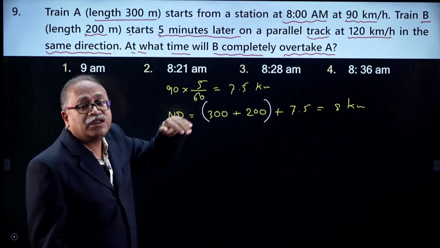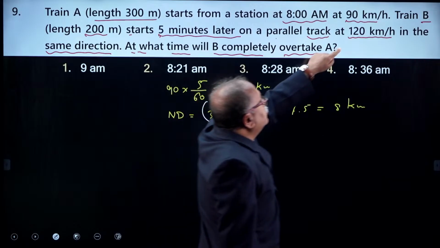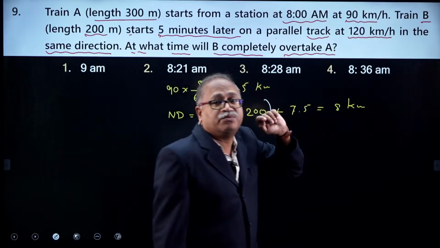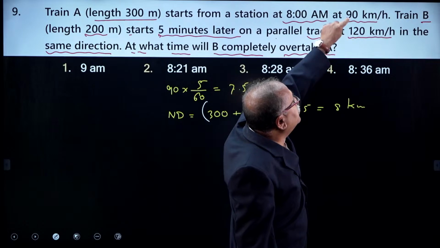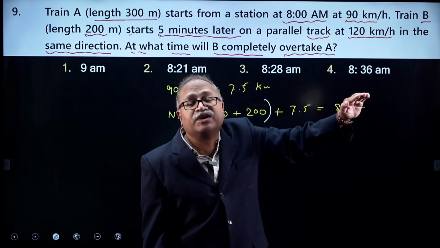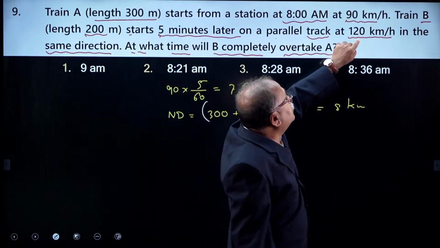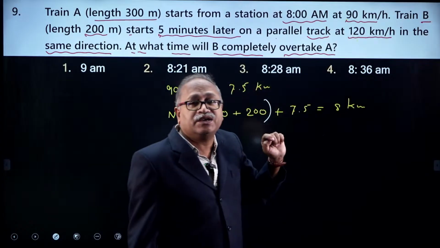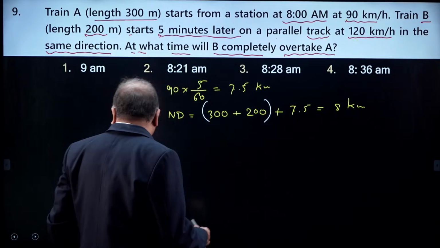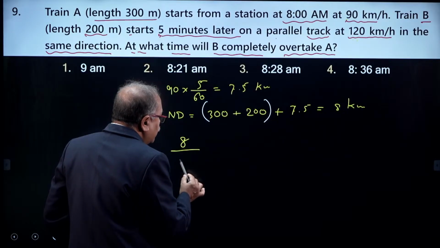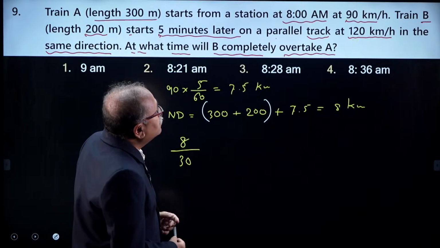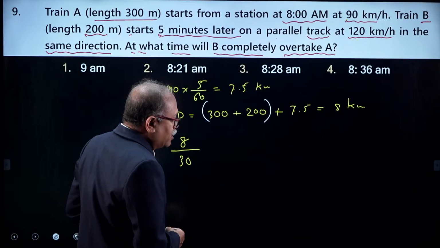So when they are moving in the same direction, this is 120 kilometer per hour, this is 90 kilometer per hour. So here the relative speed will be 120 minus 90 because they are moving in the same direction. So 120 minus 90, that is 30 kilometer per hour. How much time will it take? 8 divided by 30 kilometer per hour.